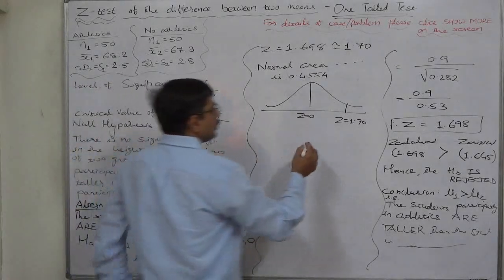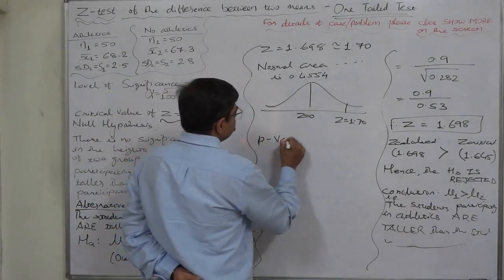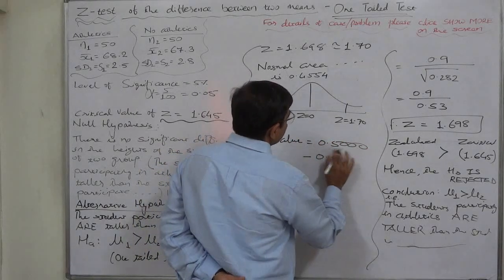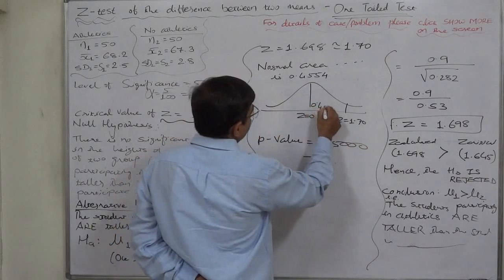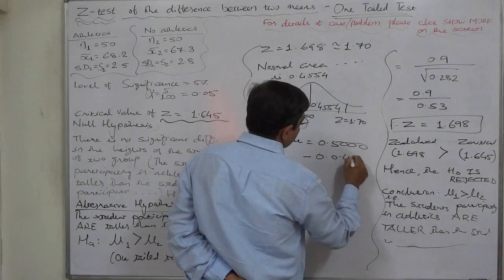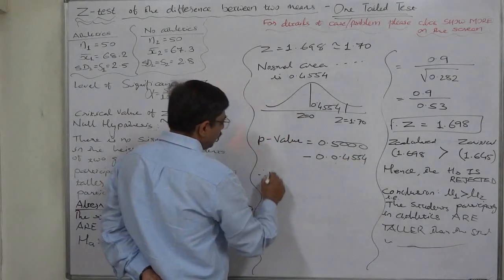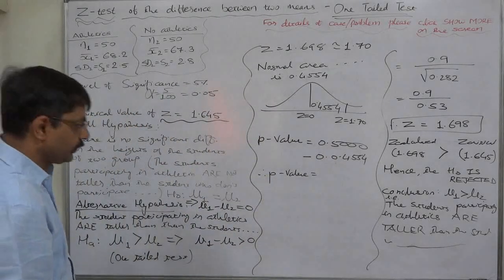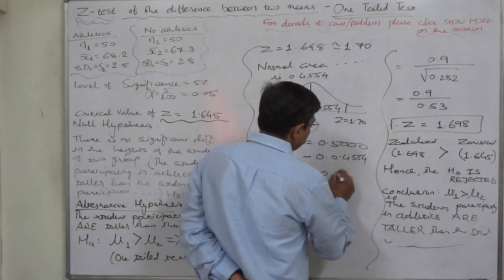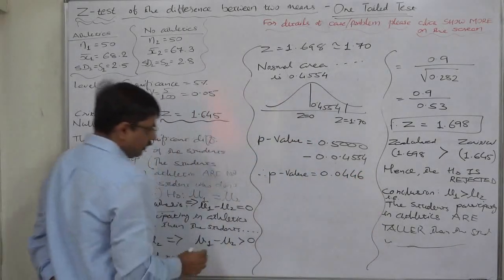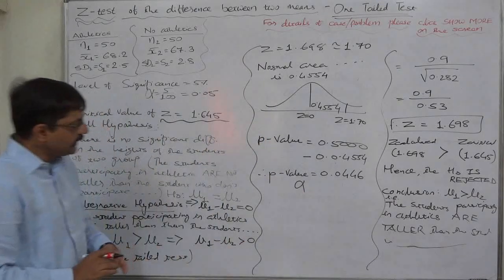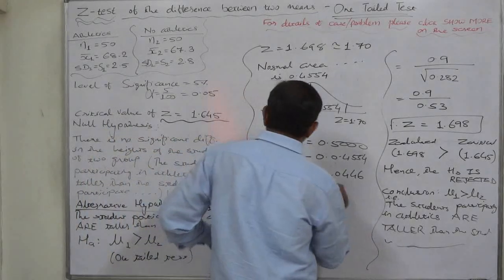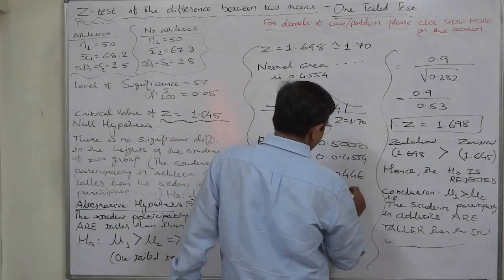So, P value equals 0.5 minus this area, 0.4554. Therefore, P value is something like 5000 minus 4554. So it comes to 0.0446. Now let's compare it with alpha. If it is one-tailed test, compare it with alpha. If it is two-tailed test, compare it with alpha by 2. Alpha is 0.05.